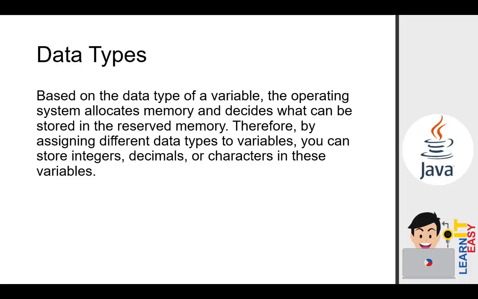Ang data type in plain translation is uri ng data or klase ng data. In programming kasi, hindi lang numbers ang pwedeng maging laman ng isang variable. Iba-iba. Pwedeng mga letters and special symbols at pwede ring true or false. Importante na upon declaration ng isang variable sa Java, naka-indicate na kung anong klase ba ng data ang hahawakan niya. Kasi, depende sa klase ng data or data type ang magiging allocation nito sa space sa memory.